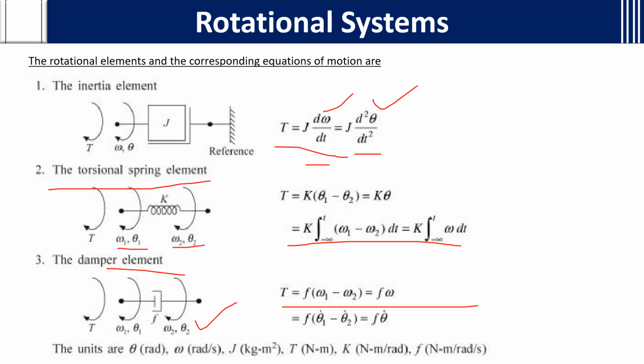Understanding? So these three equations in rotational and translational systems are very important. You need these equations to solve the problems, so keep note of it. Even the units are also given at the bottom. You need to remember them also. These units are also important. So this is the rotational systems.